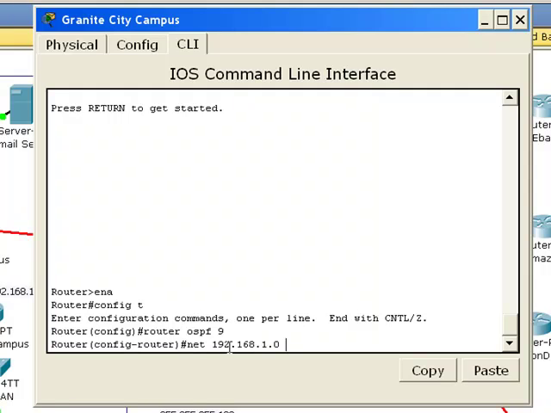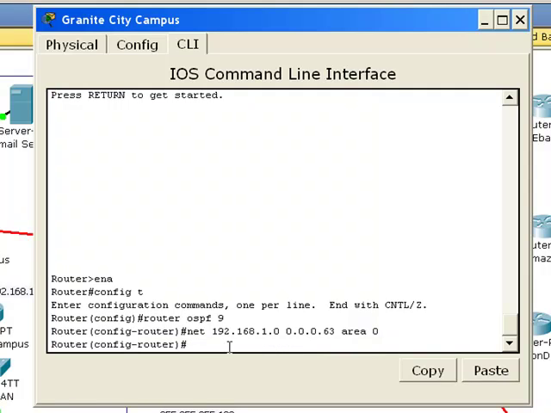And like in EIGRP, we also have a network statement. We also have a wildcard mask, which is very similar to EIGRP. But something else that we have in OSPF is the area number. This tells the routers which networks belong in which area, that way we can break up our network into smaller pieces.